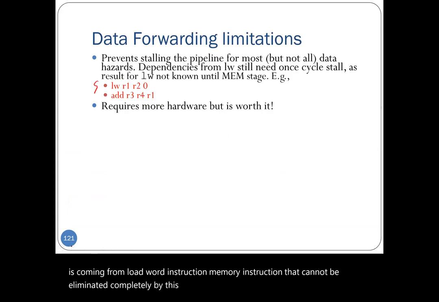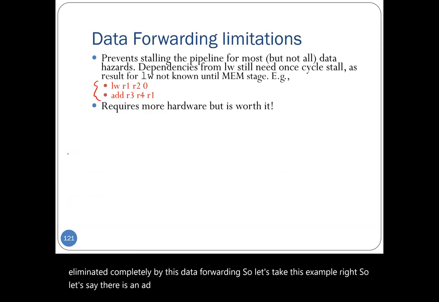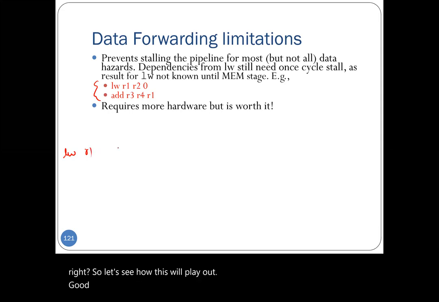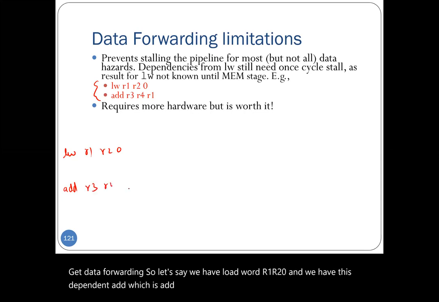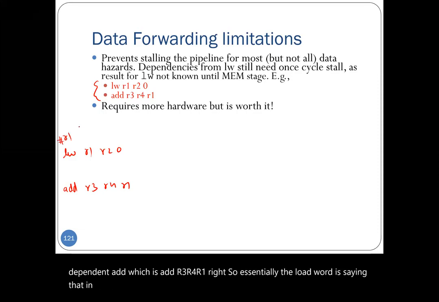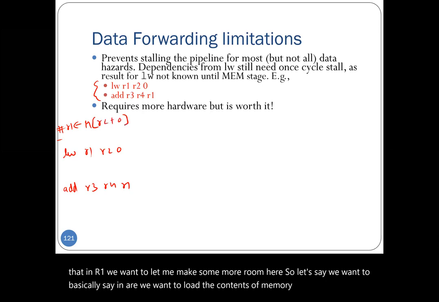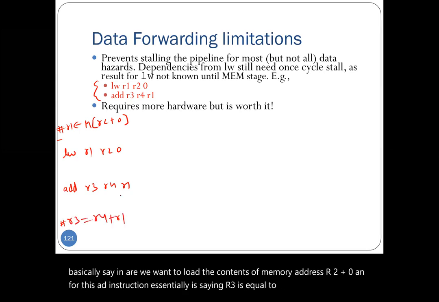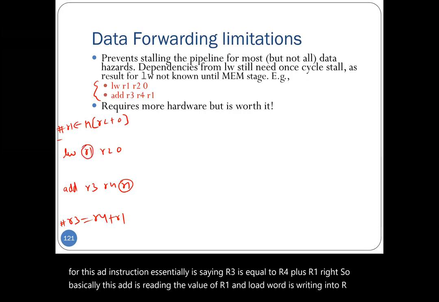So let's take this example, right? Let's say there is an add instruction that depends on the result of a load word. Let's see how this will play out even with data forwarding. Let's say we have load word R1, R2, 0, and we have this dependent add, which is add R3, R4, R1. Essentially the load word is saying that in R1, we want to load the contents of memory address R2 plus 0. And for this add instruction, essentially it is saying R3 is equal to R4 plus R1, right? So basically this add is reading the value of R1 and load word is writing into R1. That is why there is a dependency.